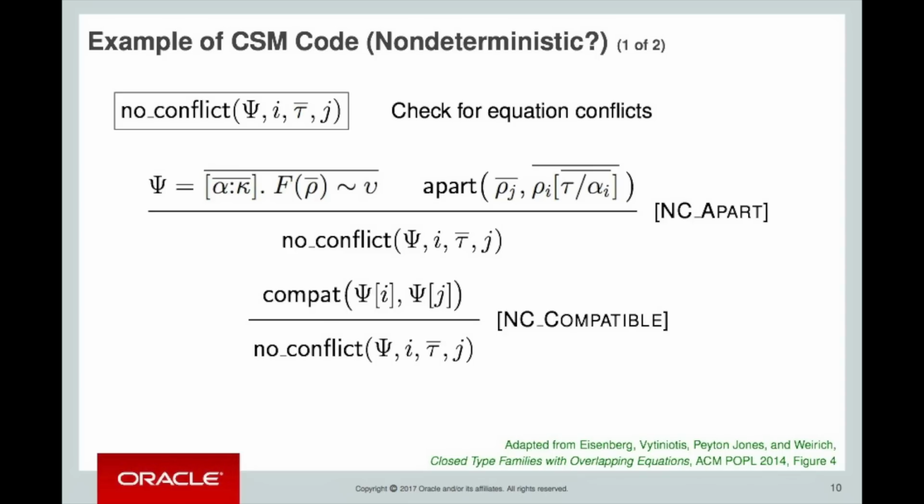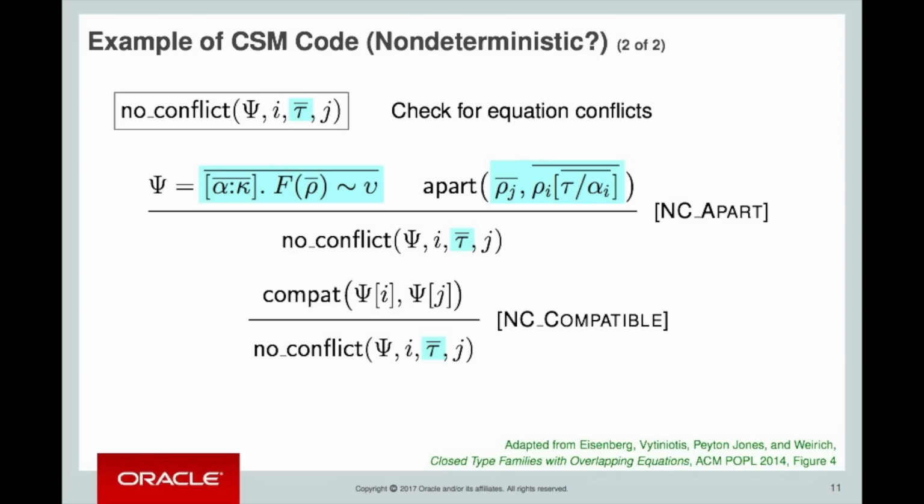The authors of this code very kindly provided a signature declaration at the top in a box. This is optional, not all authors do this. It defines a little function called no conflict, and there's even a comment. Ooh, check for equation conflicts. And there are two different ways this is implemented, and you can choose either one non-deterministically, whichever one works. If you want to prove no conflict, you can use the first rule or the second rule. These rules happen to be given names. And all you have to do is prove the premises in order to prove the conclusion.